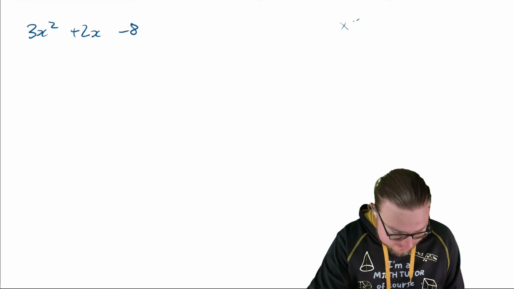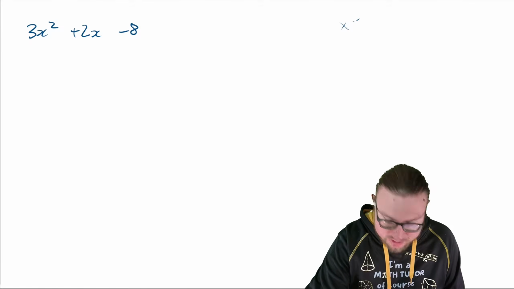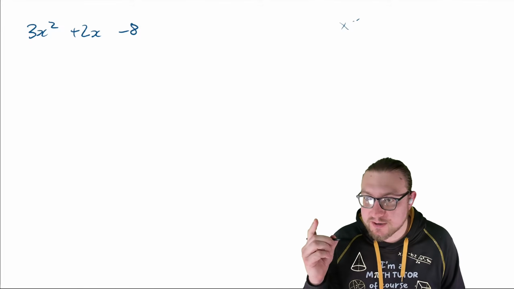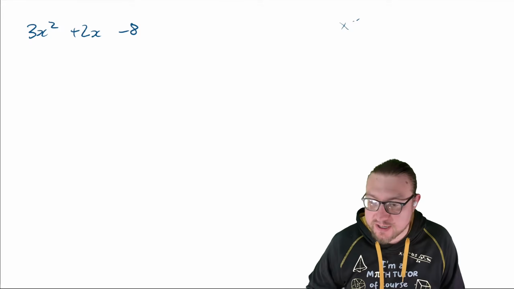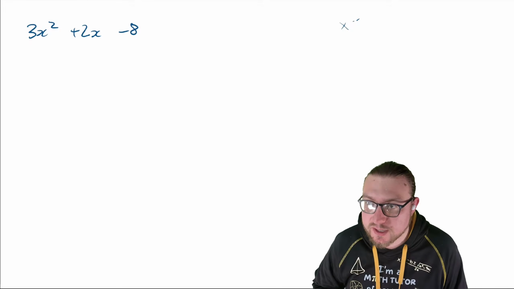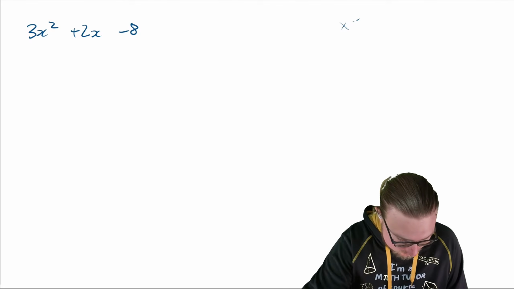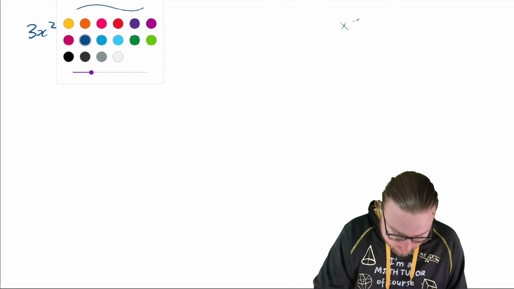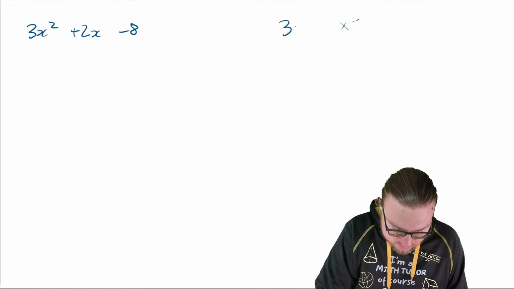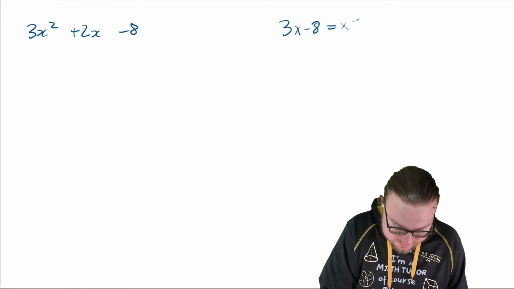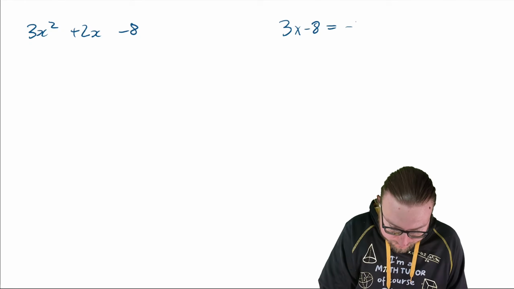So again, the same method. We have a leading coefficient. What was the first thing that we always check? We check if the number in front can be divided by each. It can't, because 2 and 8 cannot be divided by 3. So we're going to get 3 multiplied by -8 is -24.